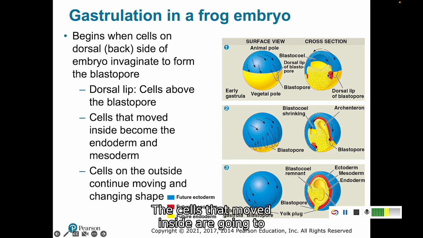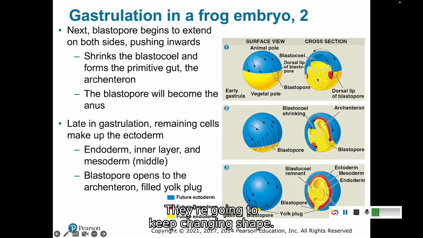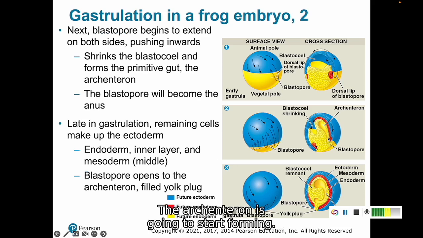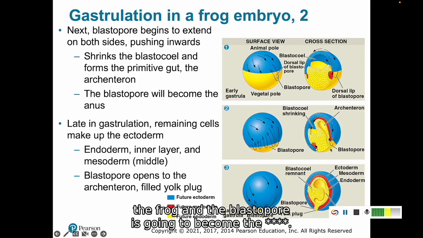These cells that moved inside are going to become the endoderm and the mesoderm. The cells on the outside are going to keep moving. They're going to keep changing shape. Then the blastopore is going to start moving in on both sides. And this blastocele is going to be gradually shrinking. And the archenteron is going to start forming. The archenteron is going to become the gut of the frog. And the blastopore is going to become the anus.